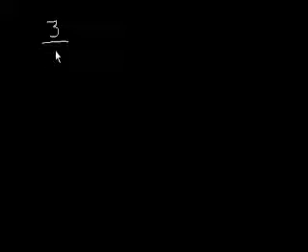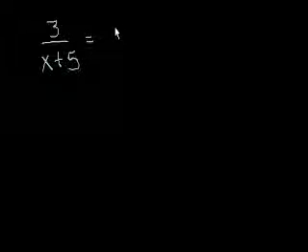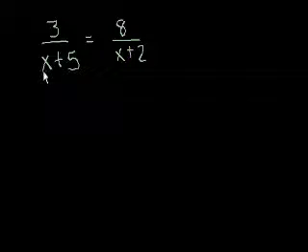3 times x plus 5 is equal to 8 times x plus 2. Well, we do the same thing here, although now we have two expressions that we want to get out of the denominators. We want to get this x plus 5 out, and we want to get this x plus 2 out. So let's do the x plus 5 first.